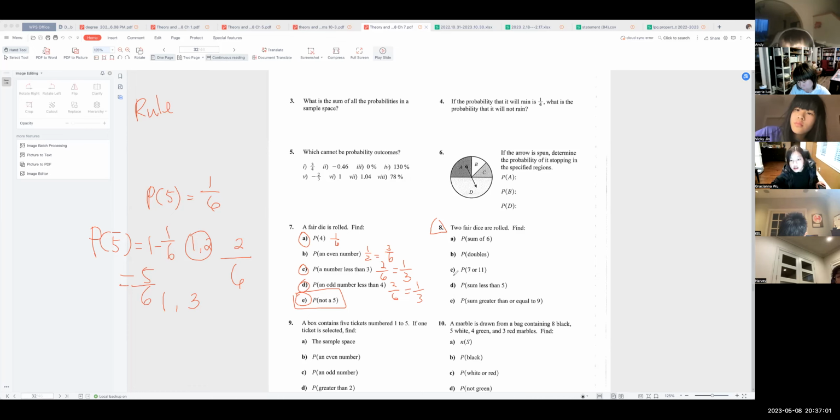Wait, for C, it says 7 or 11. Does that mean like the sum? Miss Harry, for C, it says 7 or 11. It just means the answer is 7 or 11, like both of them, 7 and 11. Like yeah. All right, thank you.